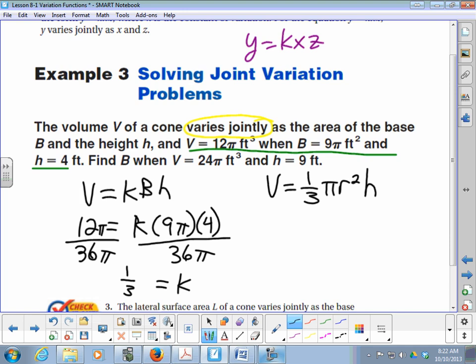So it says find B. We're going to find B when the volume is 24 pi cubic feet and the height is 9. So we've got 24 pi equals 1/3 times the base times the height, which is now 9 feet.